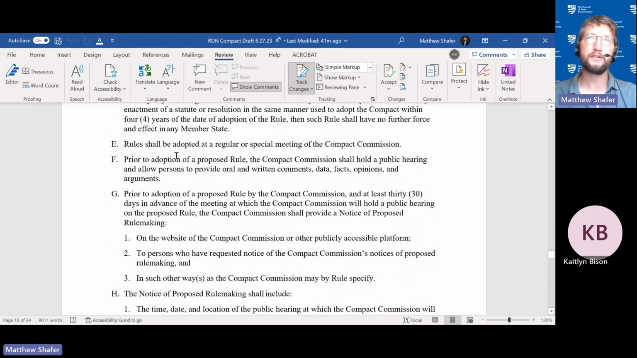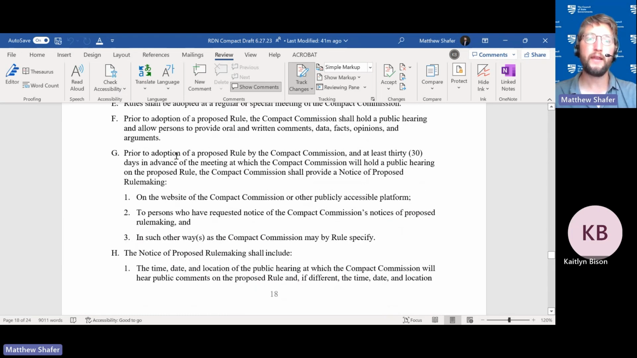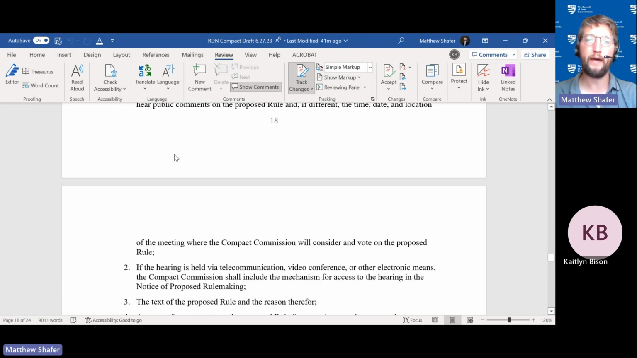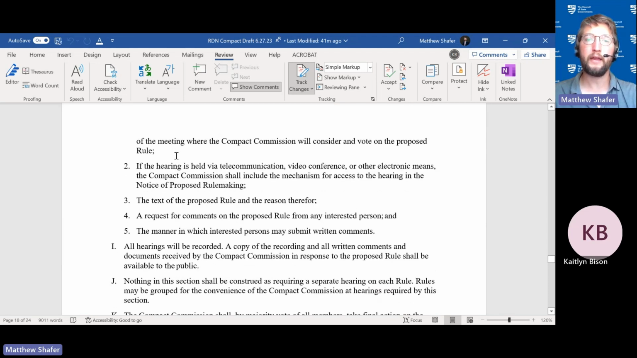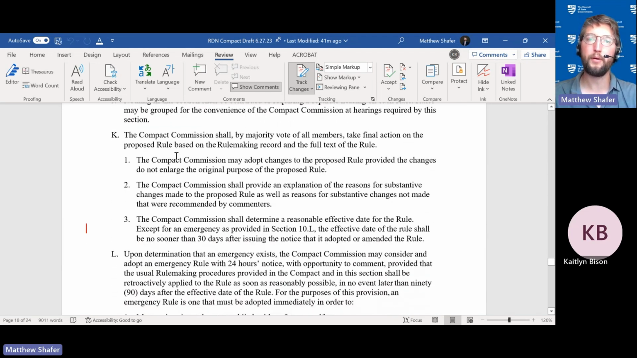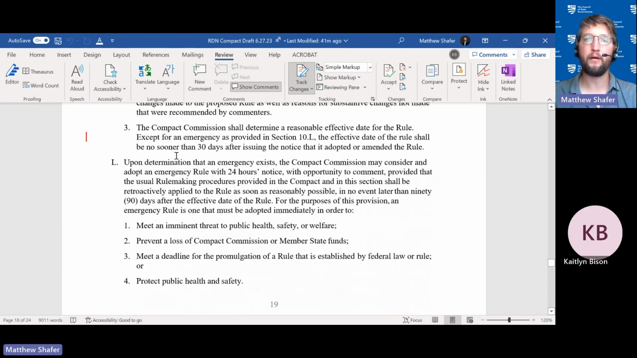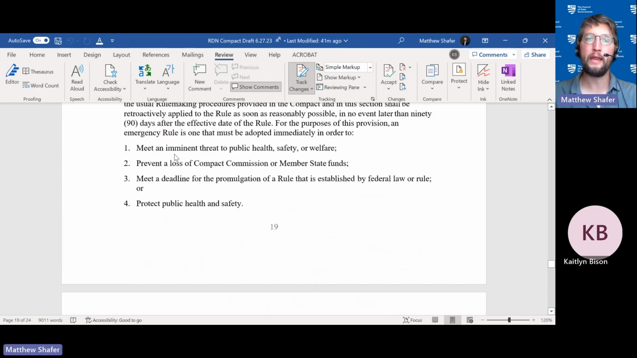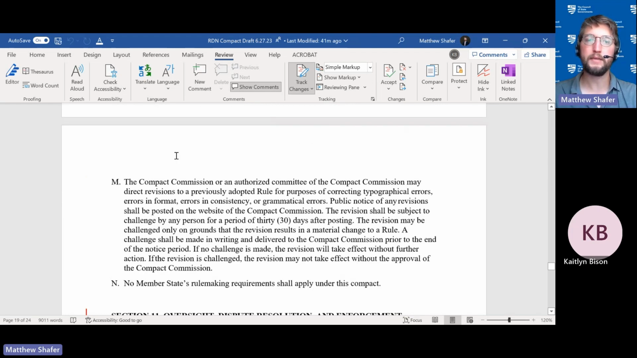The commission has to provide notice of any proposed rules and allow for public hearing if requested, and allow for comments. It has to be publicly posted, and it talks about when a rule is adopted.